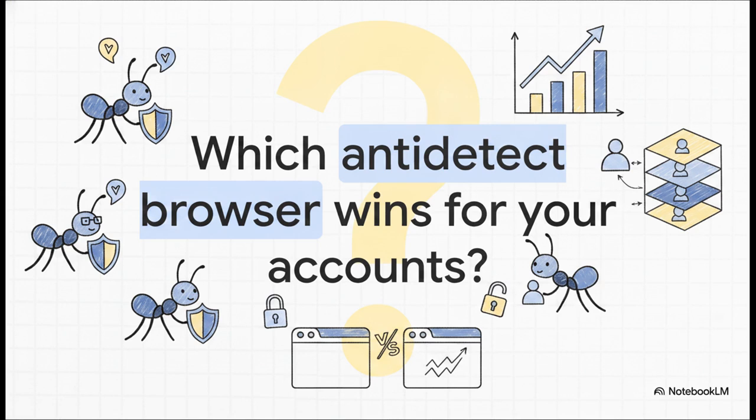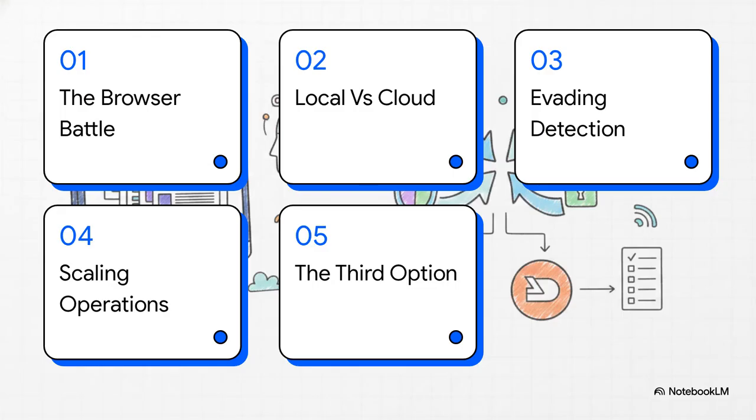We're going to use the data from our source to look right past the marketing hype, examine the actual architecture, and figure out exactly where these tools excel and where they fall a bit short. Okay, let's dive right into this. Our roadmap for today covers the Antidetect browser battle, local versus cloud architecture, fingerprinting and automation, pricing and team workflows, and finally, the Send.win alternative.